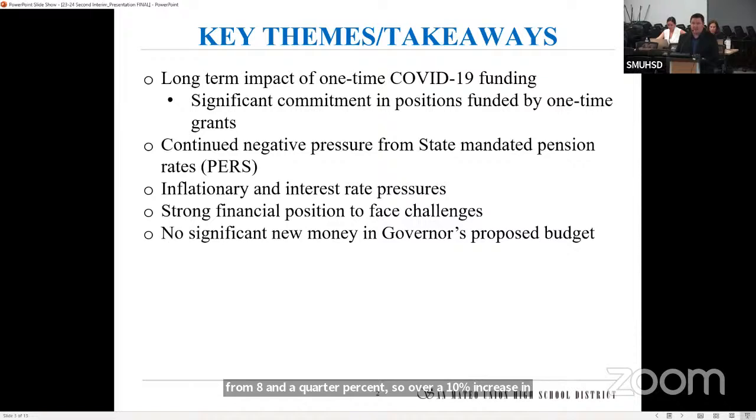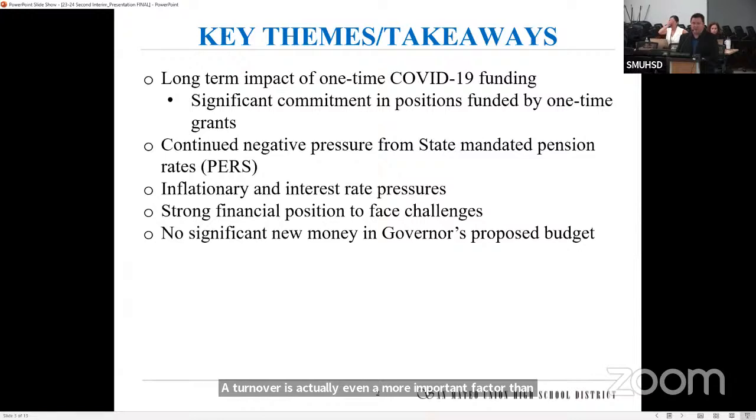Those have at least plateaued. We still do see the negative pressures from the increase in PERS rate. The PERS rate is for our classified employees, and they're about 1/3 of the impact of our overall retirement, state-mandated retirement expenditures. We still continue to see inflationary and interest rate pressures, as we're primarily funded by our property taxes. Seeing properties moving quicker is something that we would like to see. Turnover is actually an even more important factor than necessarily price alone.